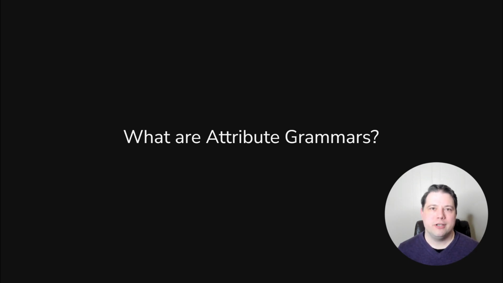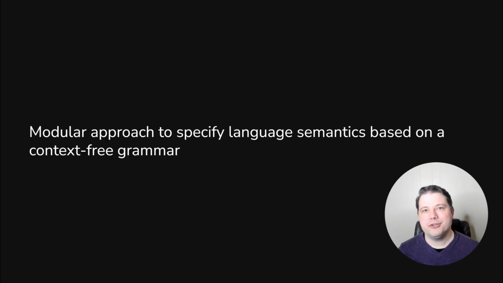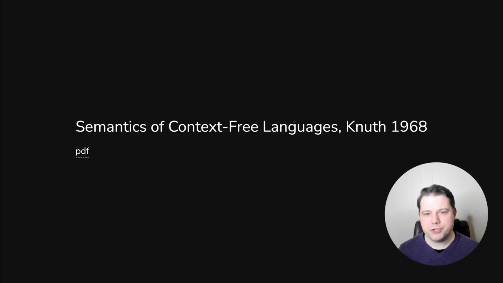What are those? Attribute grammars are a modular approach to specify language semantics based on a context-free grammar. And we're going to assume for the purposes of this that you're already familiar with what most of those words mean. But the special thing here is that it's a modular approach. What is it that makes an approach to language semantics modular, and why did this one, Knuth argued, fit the bill? That is part of what is significant about this research.